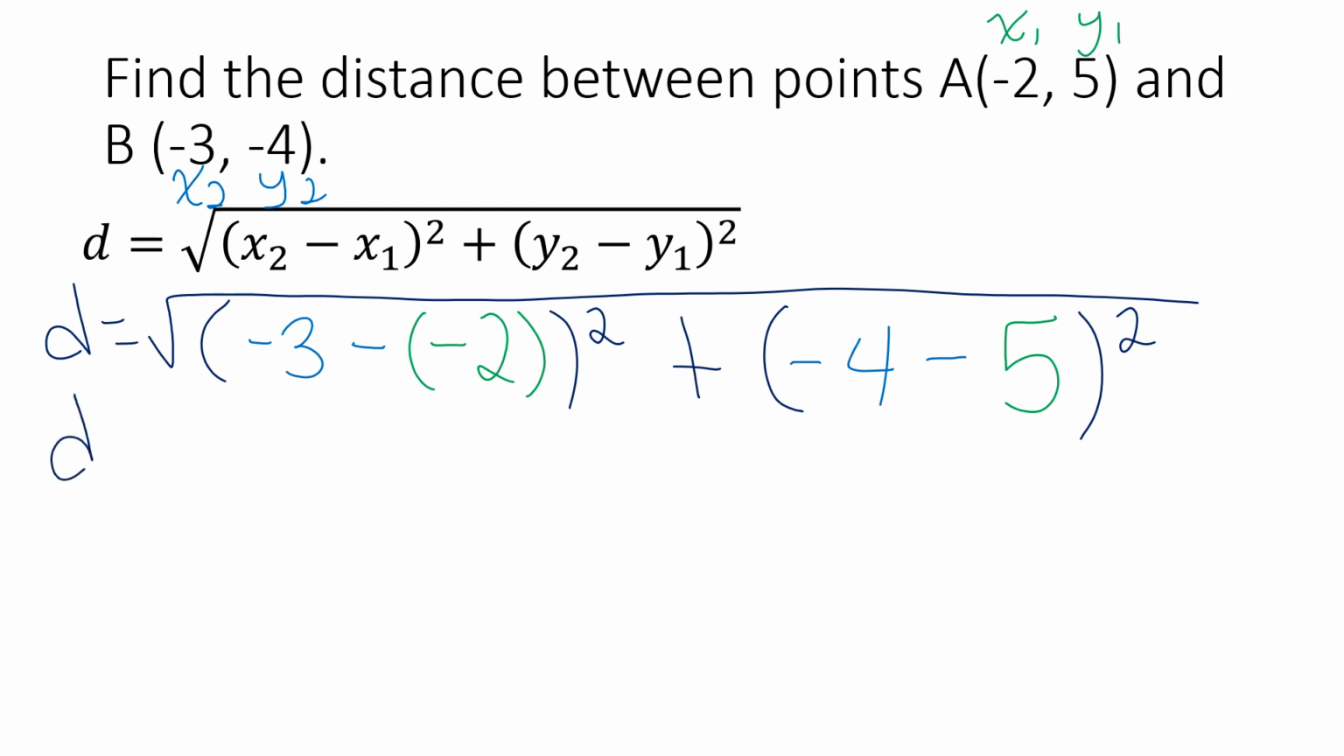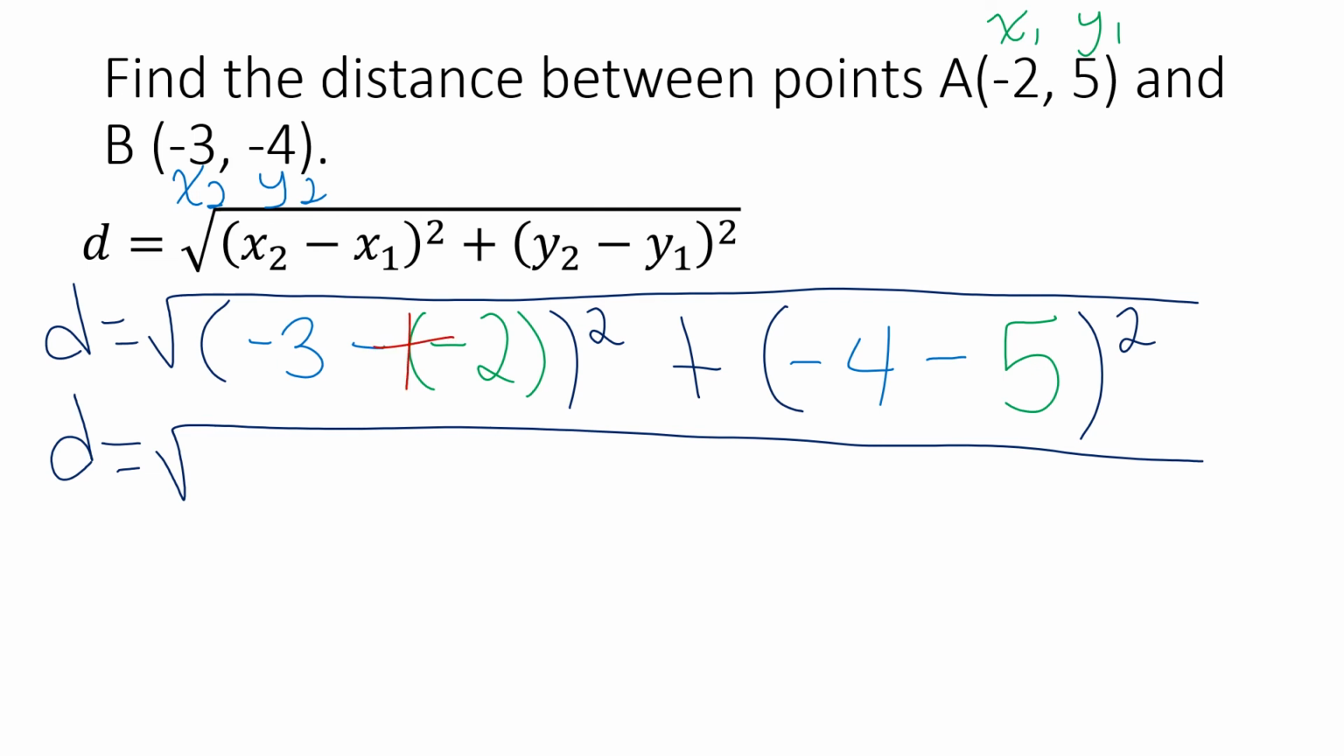Now again, we're going to follow order of operations, and we're going to do what's inside the parentheses first. And just as before, when we have subtracting a negative, that turns into positive. So we are going to calculate -3 plus 2, which is -1. And we're going to square that quantity. Plus -4 minus 5 is -9, and we're going to square that quantity as well.